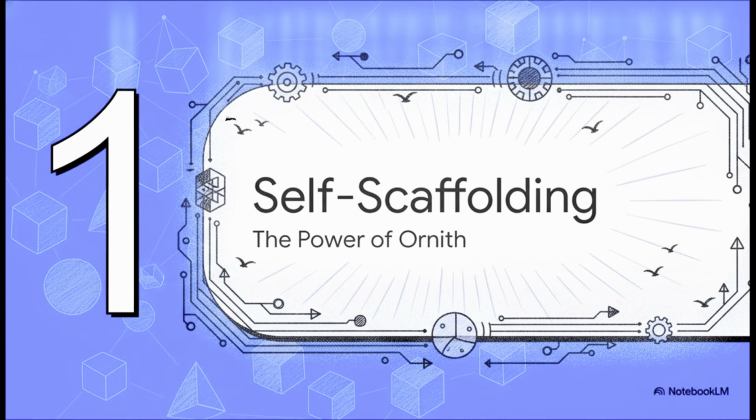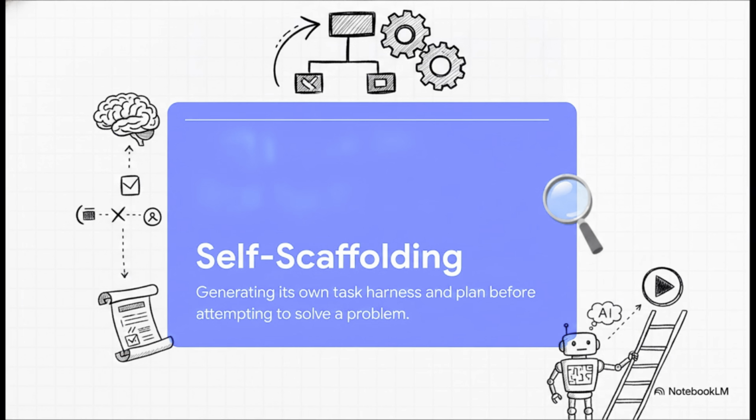Section 1. The power of self-scaffolding. So it's absolutely crucial to understand what self-scaffolding actually looks like in practice. Think of the model as acting as its own context engineer. Traditionally, us human developers, we've had to sit there and write manual test harnesses just to guide an AI agent through a complex task. While with Ornith, the model literally writes the harness itself on the fly.